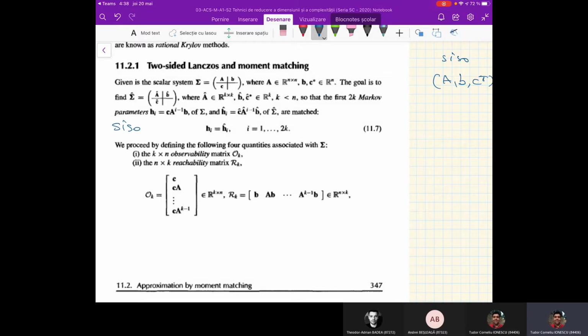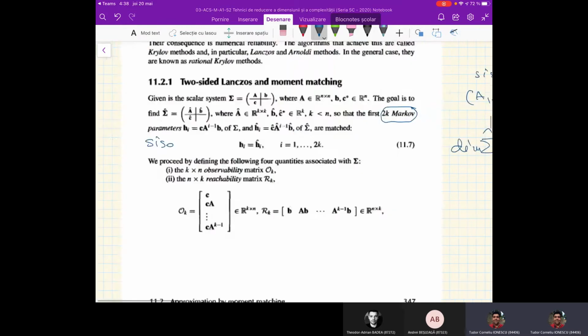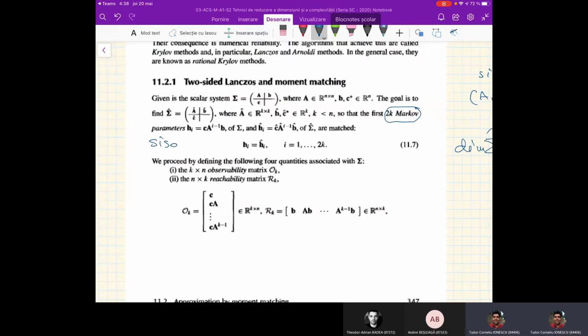Now, the goal is, they say here, they would like to find sigma hat, of dimension k smaller than n, such that the first 2k Markov parameters match. So sigma hat is of dimension k, and we want to match 2k Markov parameters, so twice the dimension of the system. These are the Markov parameters. So we'd like to have this relation 11.7 satisfied, for index i going from 1 up to 2k.